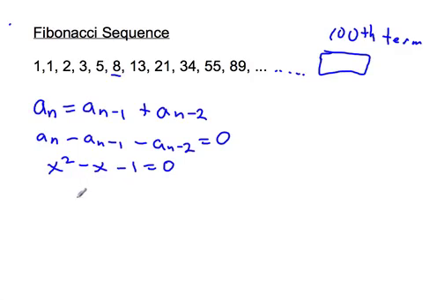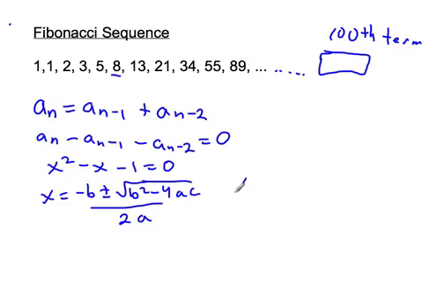This can't be factored, so you have to use the quadratic formula. You get x equals negative b plus or minus root b squared minus 4ac, all over 2a. And if you do that, you'll get two solutions. x1 equals 1 plus root 5 over 2, and x2 equals 1 minus root 5 over 2.